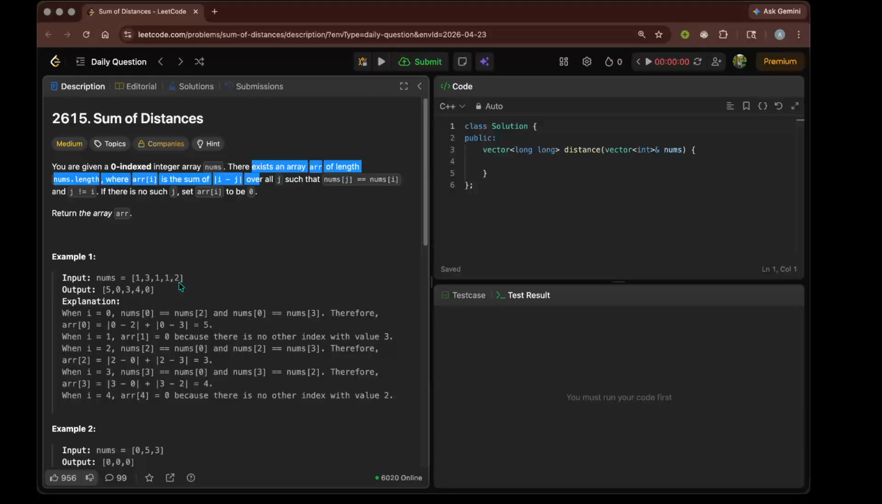Sum of j minus I over all j such that this condition is true. So if you take this and this, j minus I or I minus j would be, I think, 2.